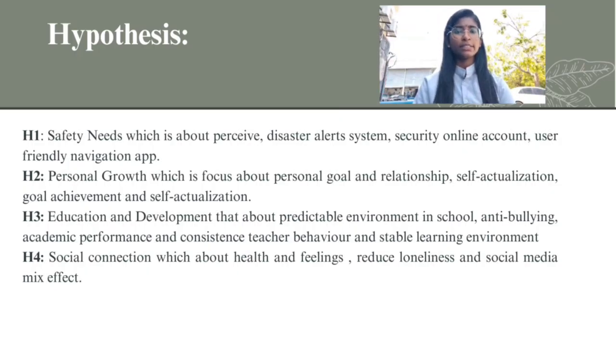Let's talk about the hypotheses. There are four hypotheses. First, safety need, which is about perceived disaster alert systems, online account security, and user-friendly navigation apps. Second hypothesis is personal growth, which focuses on personal goals and relationships, goal achievement, and self-actualization. Third is education and development, about a predictable environment in school, anti-bullying, academic performance, consistent teacher behavior, and a stable learning environment. And the last hypothesis is social connection, which is about health and feeling, reduced loneliness, and the mixed effects of social media.